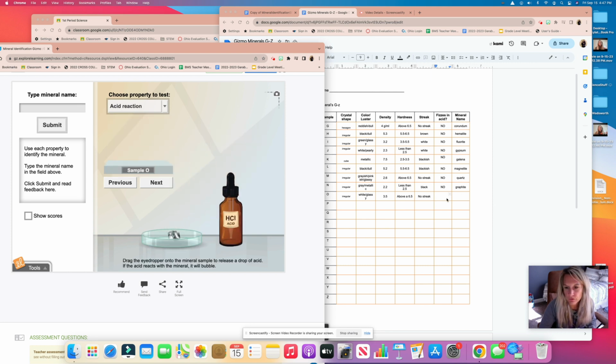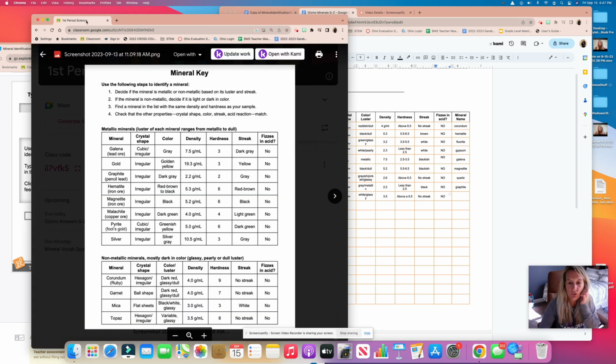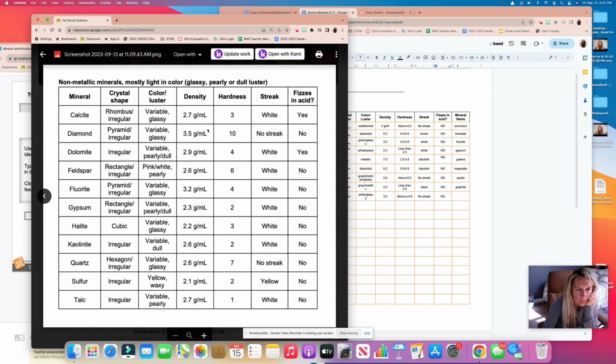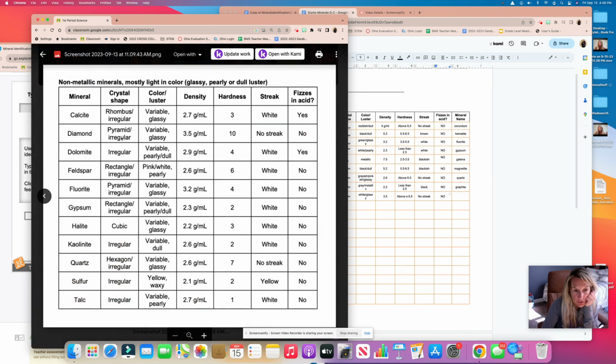No fizz. All right, so let's look at our chart. Let's first start with density at 3.5. Could be topaz, could be diamond, and that's it. So diamond: pyramid or irregular, glassy, no streak, hardness of 10.